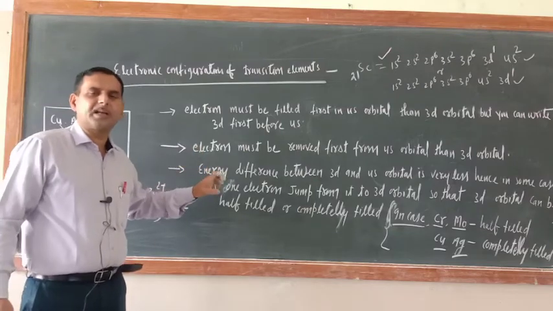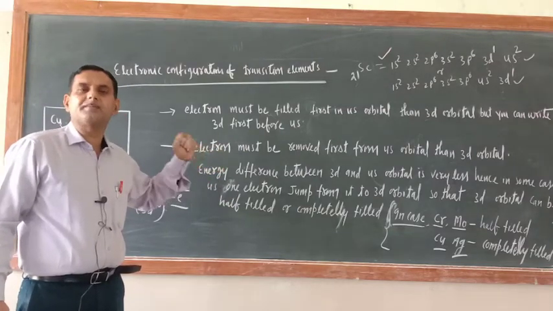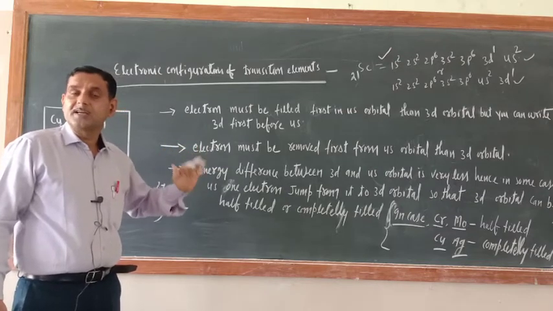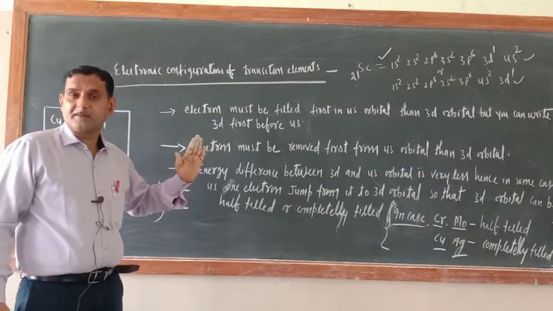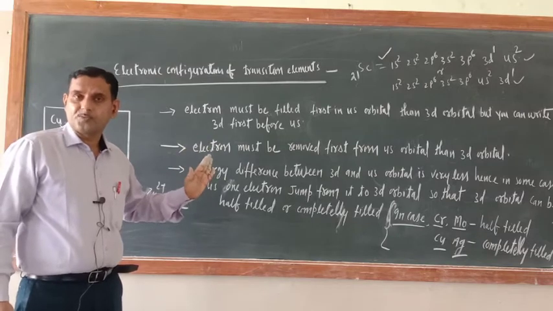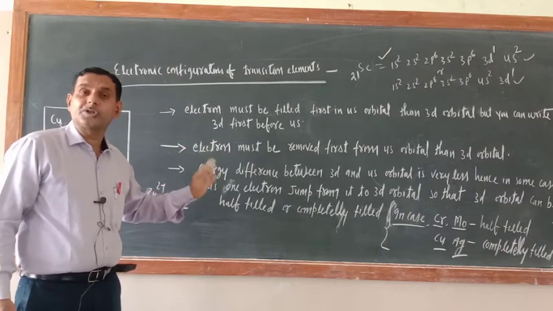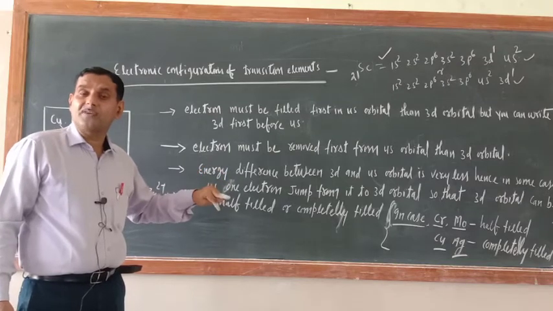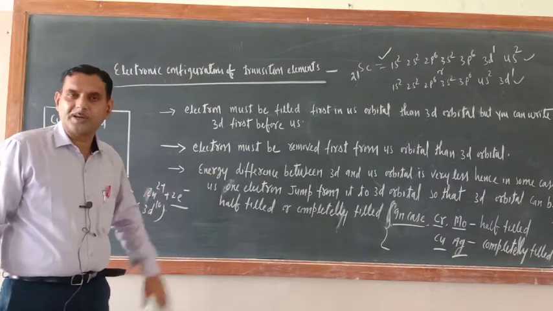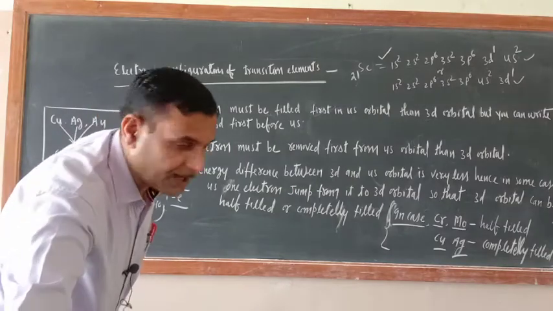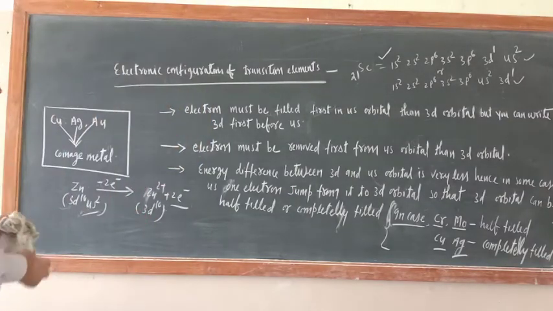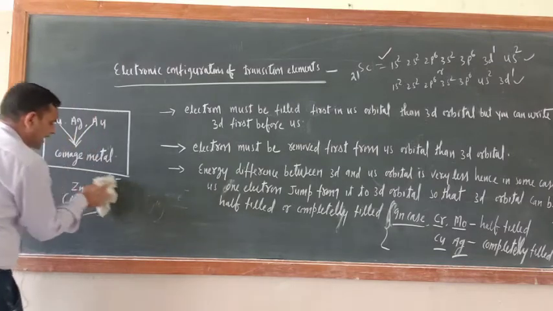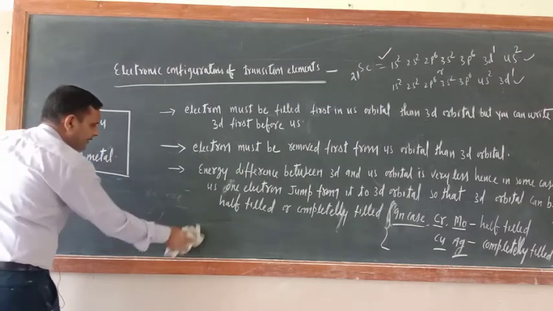The last point is always remember, and in 11th class I taught you, the energy difference between 3d orbital and 4s orbital is very meager, very less. That is why in some cases one electron of 4s orbital jumps from 4s orbital to 3d orbital, so that 3d orbital can be half filled or fully filled. Are you getting my point or not? Last year I taught you the exceptional electronic configuration, that is copper and chromium.